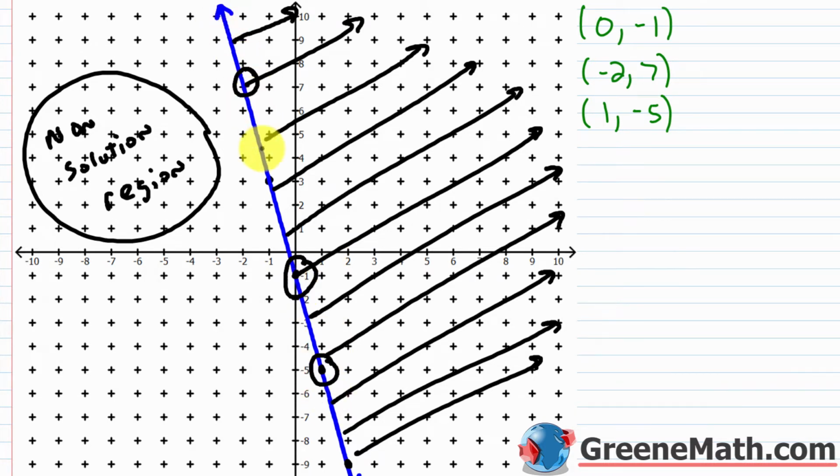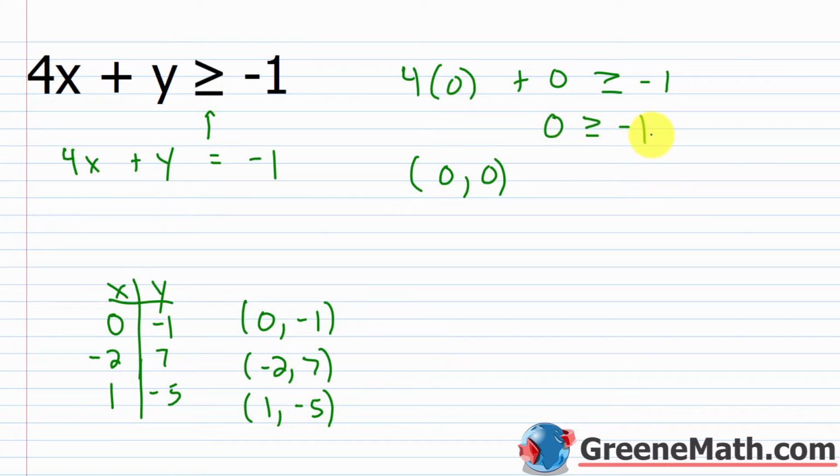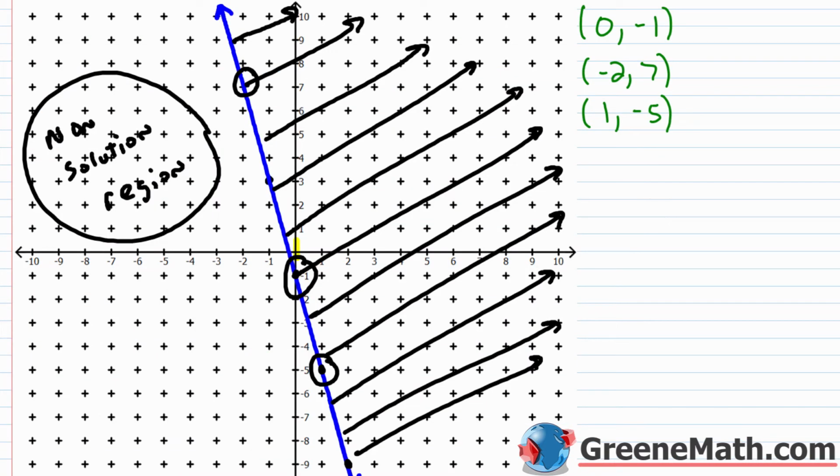I would draw my solid boundary line. And then I would have to choose a test point. In this particular case, I can still use 0, 0 because it's not on the line. So I would go back up here and I would say 4 times, again, my test point is 0, 0. So 4 times 0 plus 0 is greater than or equal to -1. So you'd end up with what? 0 is greater than or equal to -1, and 0 is greater than -1, so that is true. So that would tell me that I need to shade above the line. And again, that's what I already found. So using a test point works.